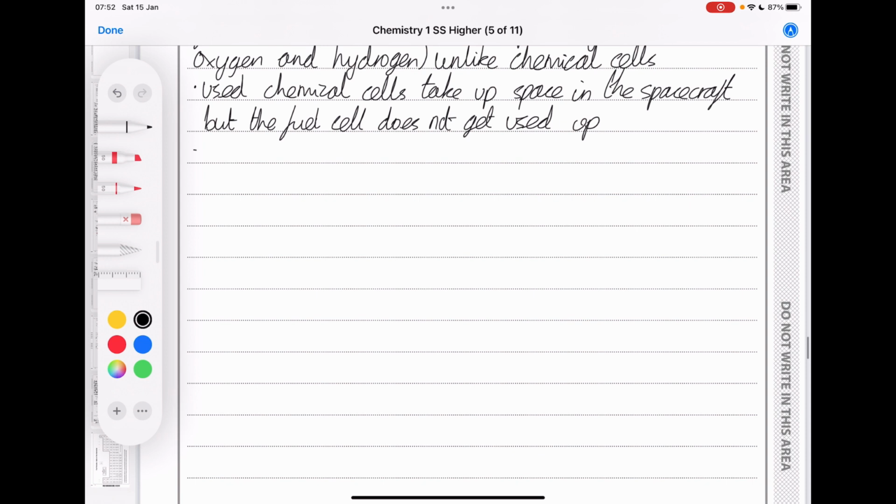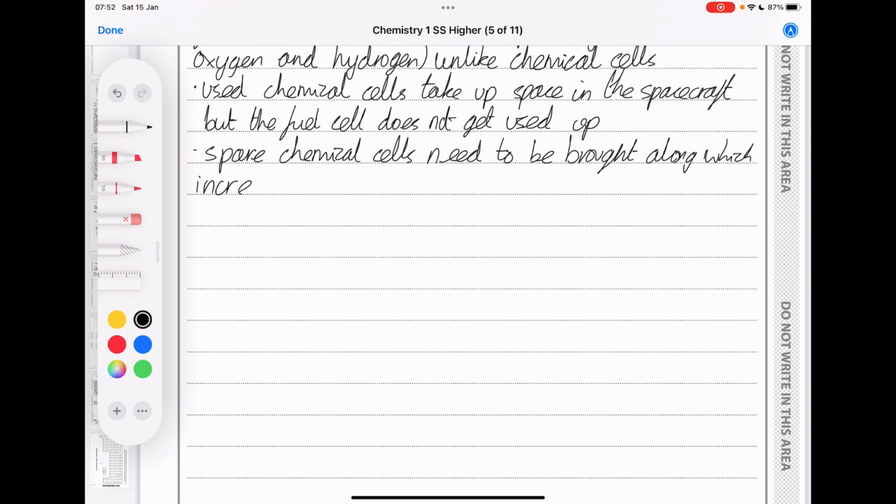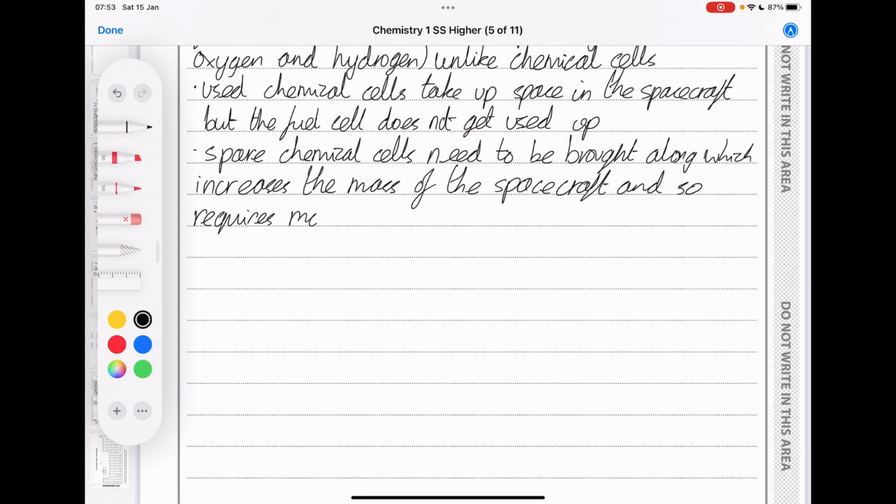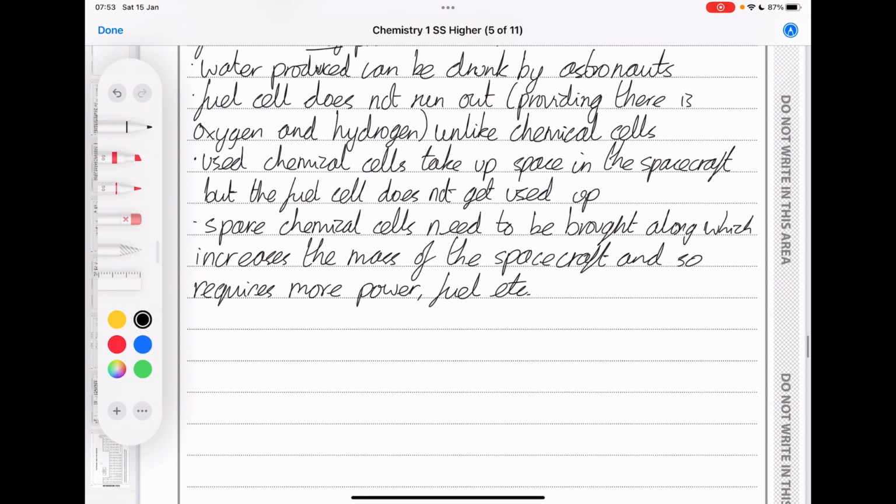In a similar point, we could say that spare chemical cells need to be brought along, which increases the mass of the spacecraft and therefore requires more power and therefore more fuel, which requires an increase in mass because the fuel has mass, and therefore you need more fuel to lift that fuel, and it's all the same idea.